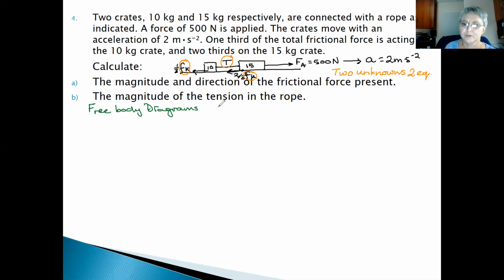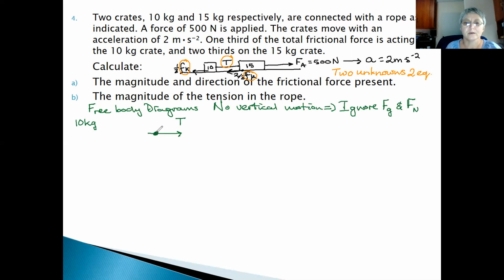And because there is no vertical motion, I'm going to ignore Fg and the normal force. You wouldn't do this unless they ask you to ignore it. So, just for the sake of space, I'm going to draw the horizontal forces acting on the 10 kg object. On the 10 kg object, we have tension in the string to the right, and we have a third of the friction to the left.